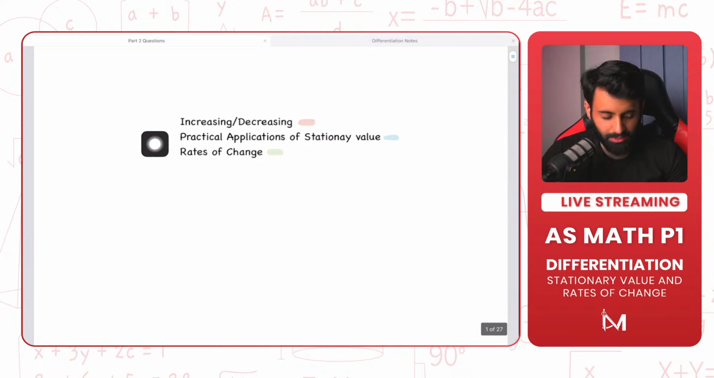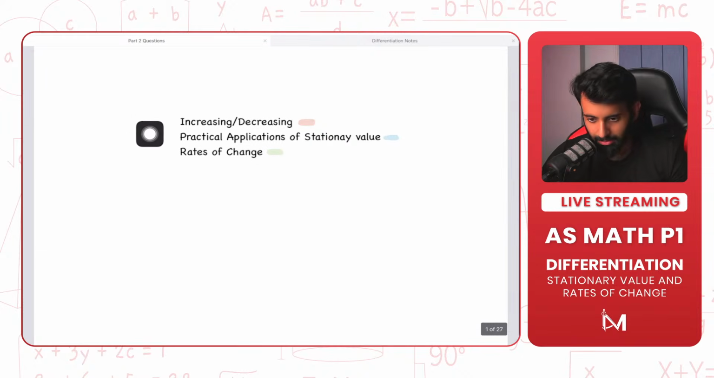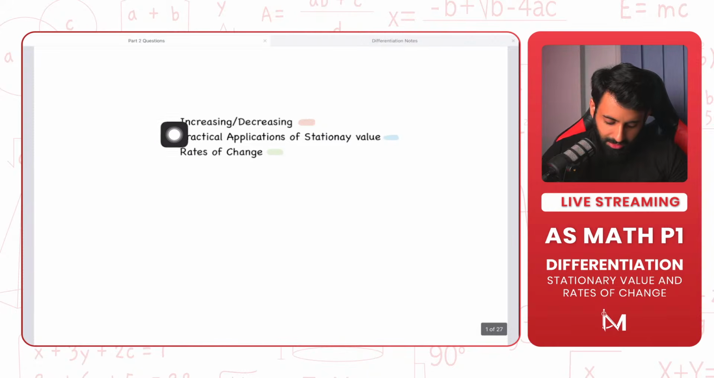But it has a lot of benefit. If you do well in A level math, a lot of things later on that you will do in university become easier. Now, there are three categories.